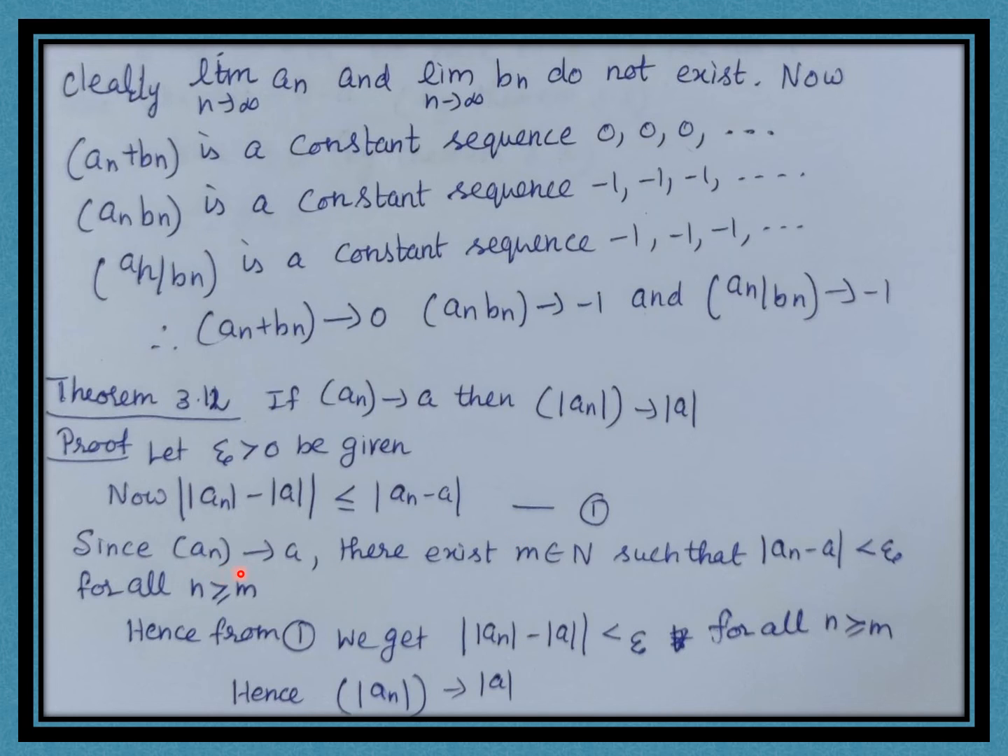So from the hypothesis, we have absolute value of an minus a is less than epsilon for all n greater than or equal to m if we choose epsilon greater than 0. The relation to be proved is absolute value of an minus absolute value of a. Clearly that is less than or equal to absolute value of an minus a. So we have absolute value of an minus absolute value of a is less than epsilon. Therefore, sequence absolute value of an converges to absolute value of a.